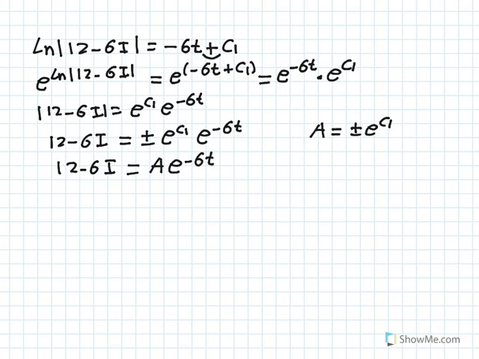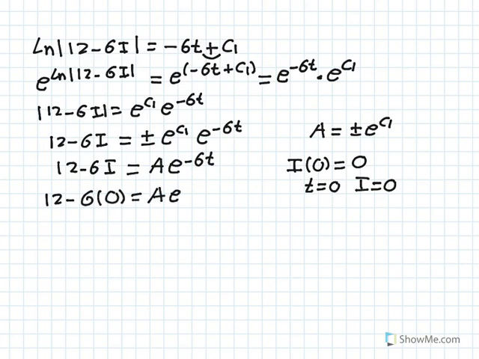We have the initial condition I of 0 is equal to 0 because the initial current is 0. That means when time equals 0, when t equals 0, the current I is equal to 0. Let's use that to solve for a. So we get 12 minus 6 times I, which is 0, is equal to a times e to the minus 6 times t, which is 0. So we get a is equal to 12. All right, so what we have is 12 minus 6i is equal to 12 e to the minus 6t.